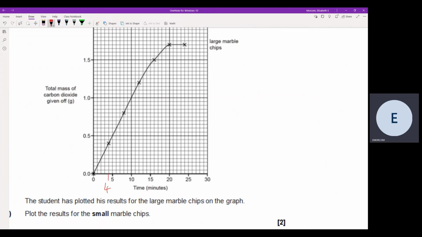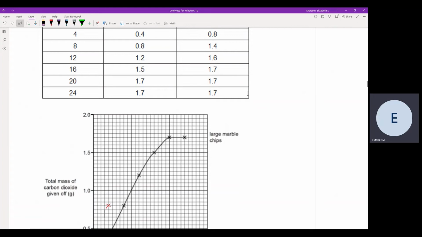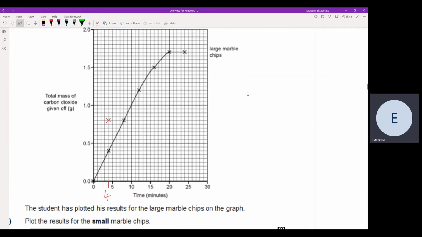So 0.8 would be, so that's 0.6, 0.7, 0.8. Okay, make sure that you plot these points accurately. Then 1.4 at 8 minutes. So here's my 8 minutes. 1.1, 2, 3, 4 up here. Okay, that's not the best. I might redo that one. Okay, this is why you do it with a pencil so that you can accurately go through the points.